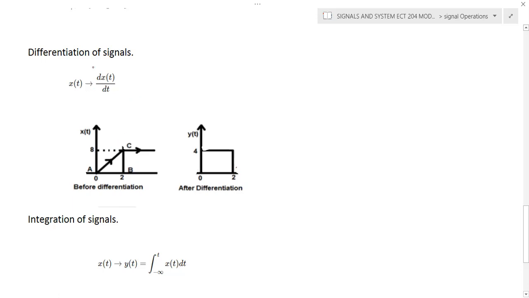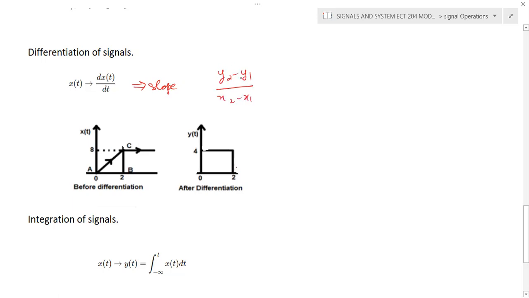So when we perform differentiation, x of t is converted into d by dt of x of t. That is a differentiation operation. So when there is a differentiation operation, in a graphical way, we can say it's simply the slope of the waveform. Okay, you need to remember this word slope. Slope means y2 minus y1 by x2 minus x1.